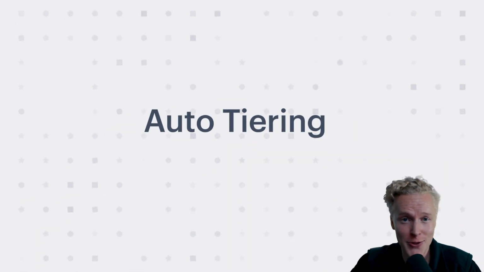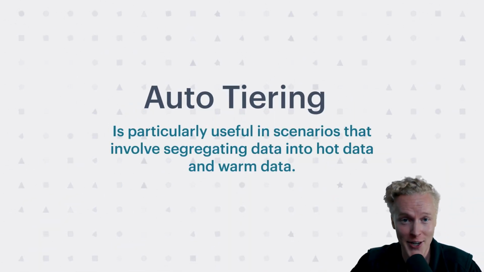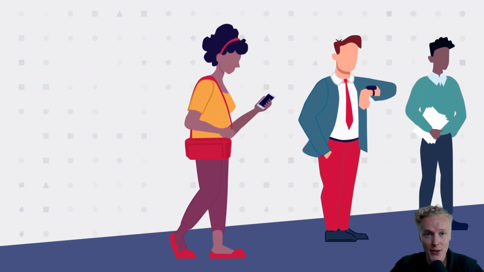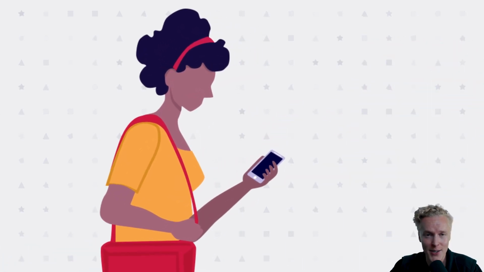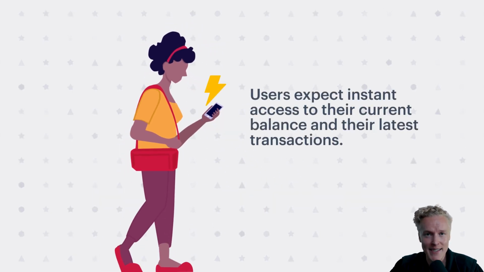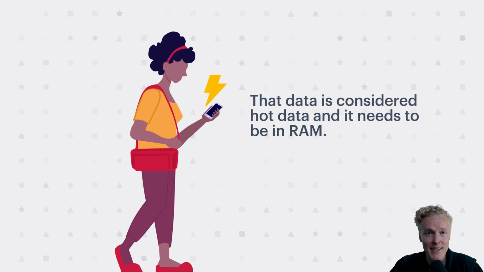Auto-tiering is particularly useful in scenarios that involve segregating data into hot data and warm data. This applies to many use cases, but let's focus on some common examples. First, mobile banking. We all know that nowadays, the closest branch of your bank is handheld, so it's imperative that the most important data returns in real time. Users expect instant access to their current balance and their latest transactions. That data is considered hot data, and it needs to be in RAM.